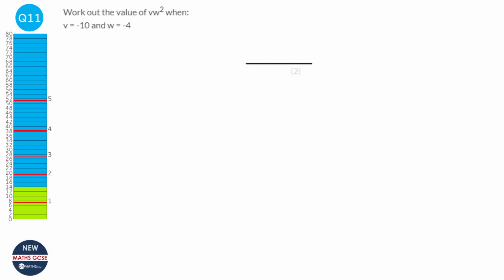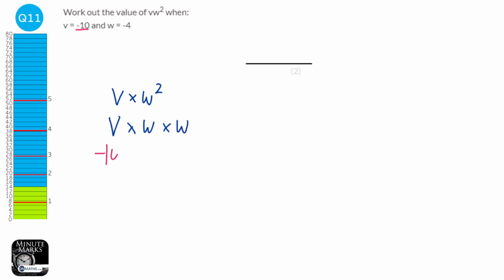Let's rewrite this expression, but with a times sign in. So v times w squared. Now w squared just means times by itself. So we can rewrite that as v times w times w. Okay, so we know v is minus 10. So minus 10. And we know w is minus 4. So it's times minus 4 times minus 4.